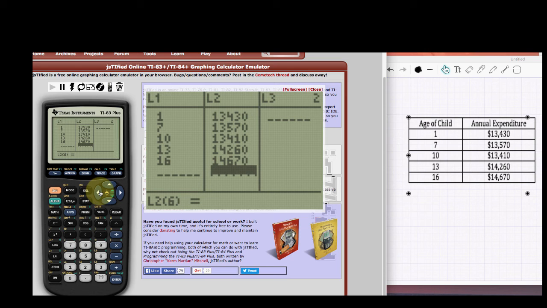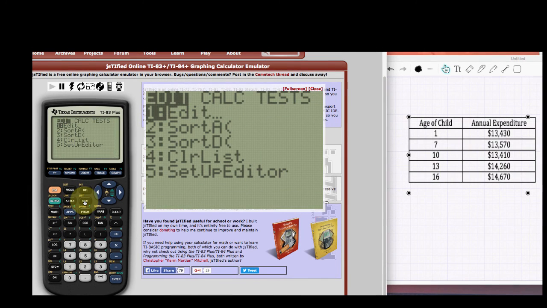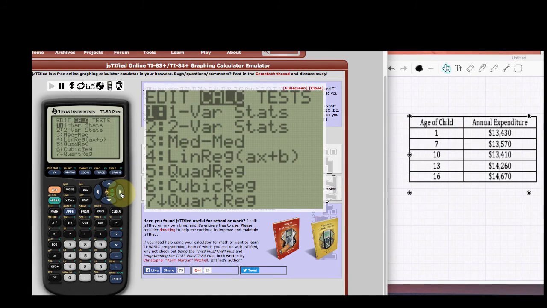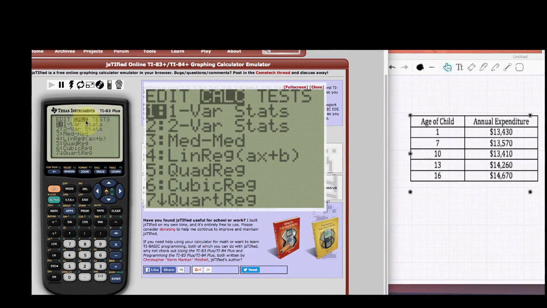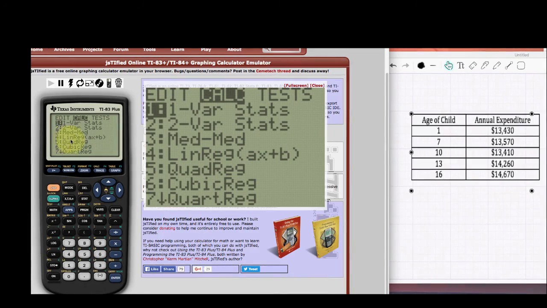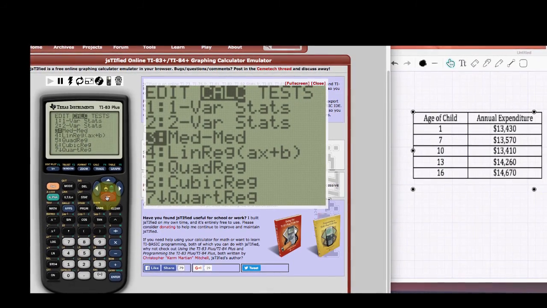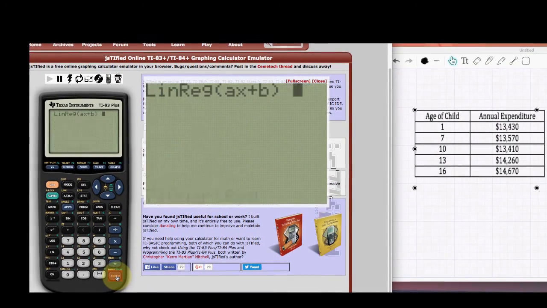Okay, so now once I have the data in, what I'm going to do is go back to Stat and do a calculation. So I'll just move over one and look at this header, calc, and then choose number 4. So either you can scroll down or just type in 4, linear regression, and hit Enter.